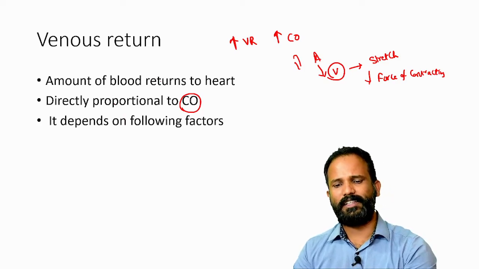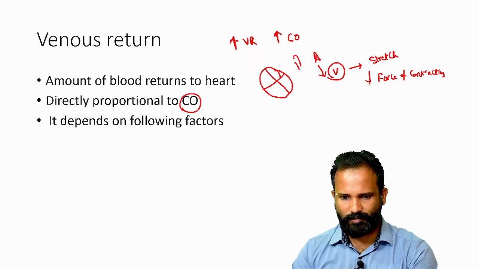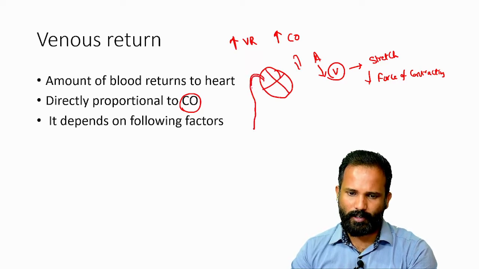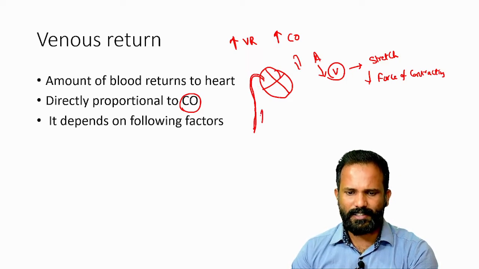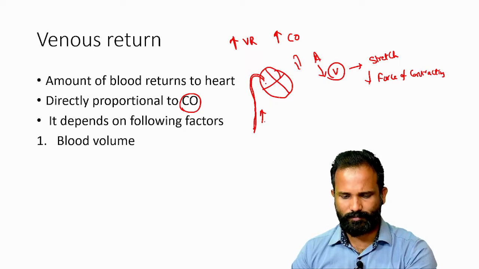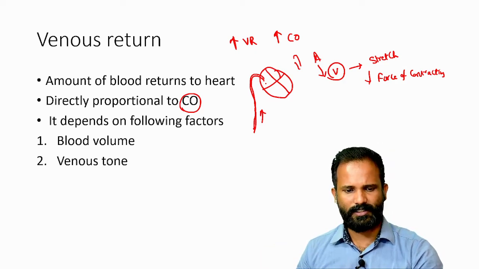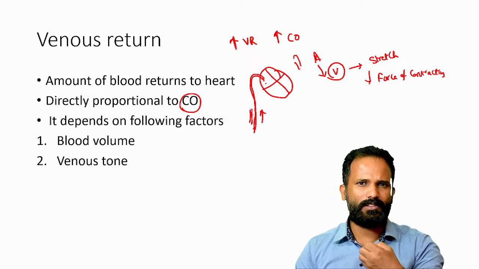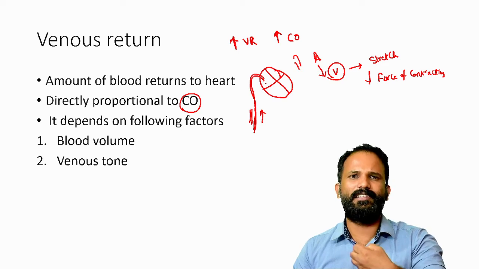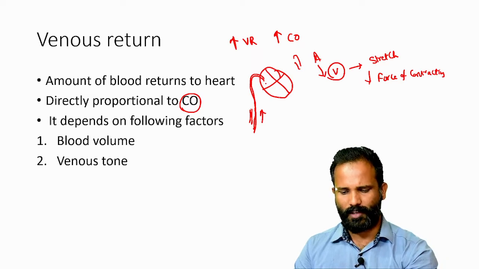And what are the factors that affect this venous return? Let us think, if this is the heart and we are talking about the right atrium. The venous return depends upon, one, blood volume. If the blood volume is low, definitely venous return is reduced and cardiac output is reduced. The second one, venous tone, the tone of these vessels. If the venous tone is not properly there, let us think that veins are dilated, there occurs pooling of the blood and the blood doesn't return into the atria.